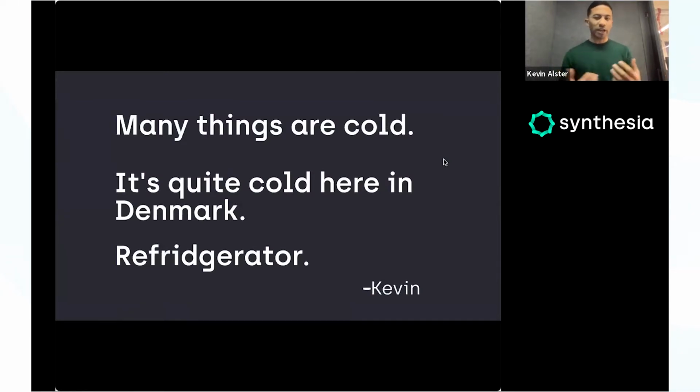If you're not familiar with a haiku, it's a Japanese structure for poetry: 5 syllables, 7 syllables, 5 syllables. So many things are cold. It's quite cold here in Denmark. Refrigerator. That's 5 syllables. So it's a terrible poem. And this is just to illustrate the fact that just because you can make a video with Synthesia and make it easily doesn't mean you should.